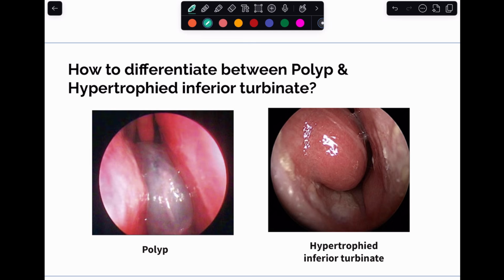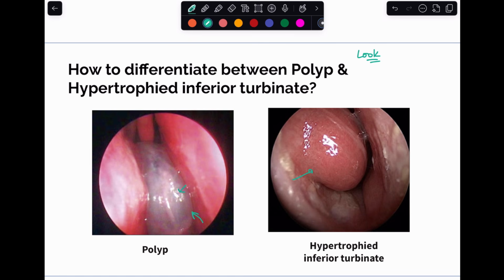So, when you're asked this, the first thing you'll say is, first of all, how does it look? If you look at the polyp over here, it looks like a pale, smooth, glistening mass. It's reflecting light. This is what a polyp will look like. Whereas the inferior turbinate looks more like a soft pinkish mass, and this will be seen to be arising from the lateral wall. This is how you'll be able to differentiate just by looking at it.